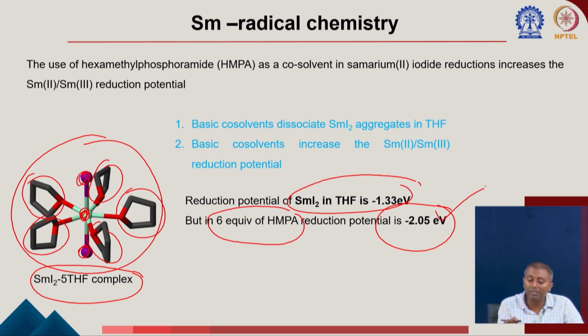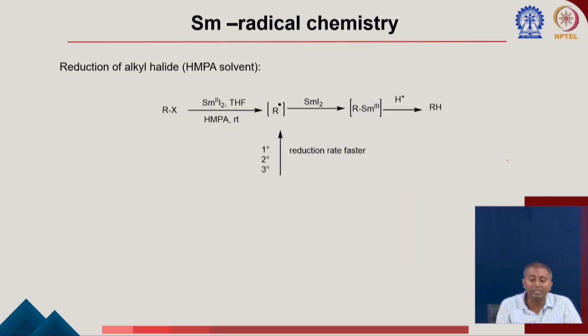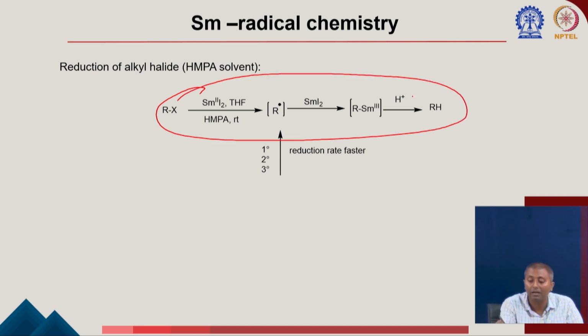So, you know what is going to happen if you have samarium iodide in THF, and now you are adding HMPA, 1 equivalent after another equivalent: you are seeing a change in the redox potential, but after a certain amount you will not see more. So, there will be saturation. Again we are seeing here in this reaction, once you are doing the reduction, the samarium is going to reduce the corresponding alkyl halide to the corresponding RH after getting the proton, if you have a proton source.